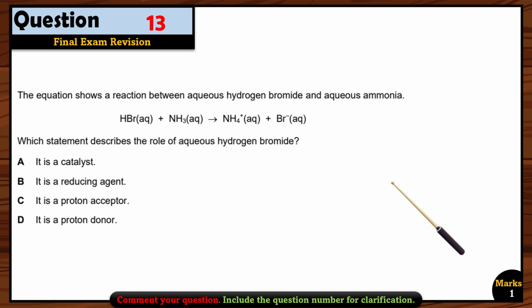Okay, let's see question 30. The equation shows a reaction between aqueous hydrogen bromide and aqueous ammonia. Which statement describes the role of aqueous hydrogen bromide? If you see in this equation, hydrogen bromide is in the reactant, we have HBr, but in the product, we have just bromide ions. It means the proton, which is a hydrogen ion, has been released and it has been accepted by ammonia. So hydrogen bromide is acting as a proton donor here because it has donated its proton to ammonia. So option D is the right option over here.